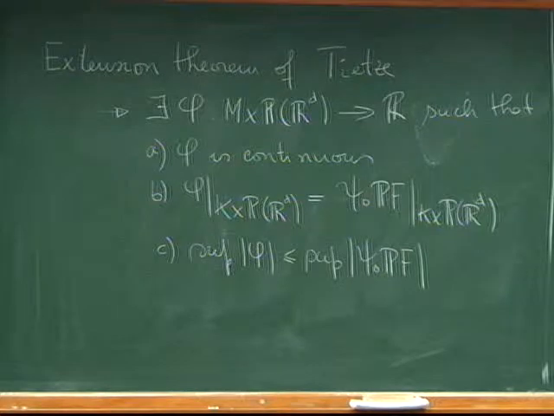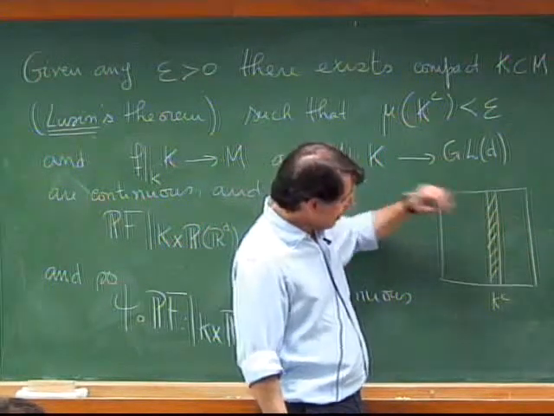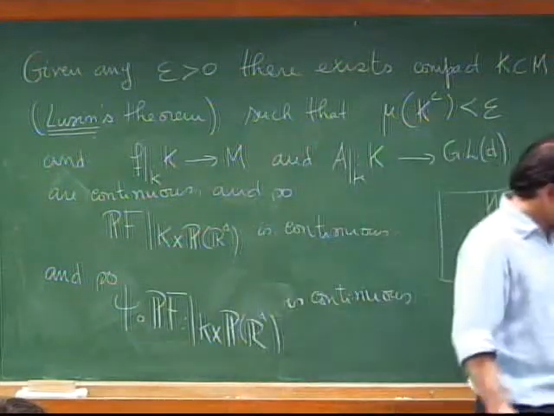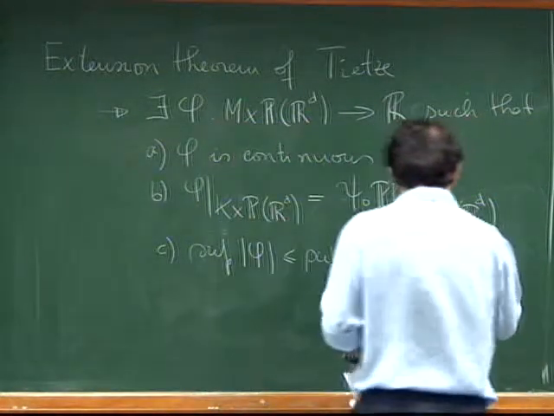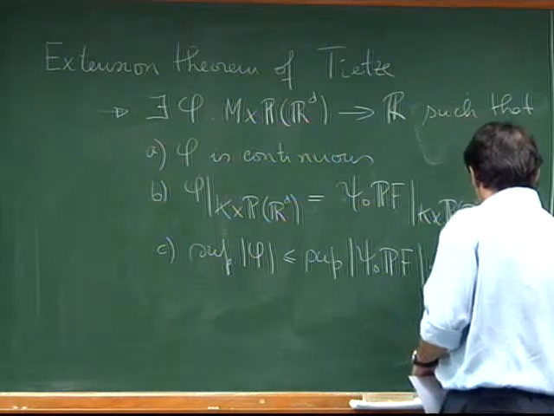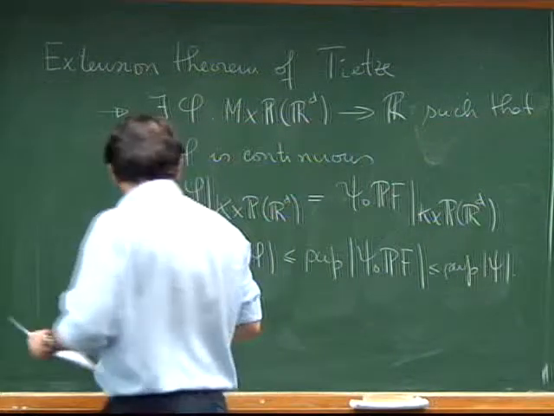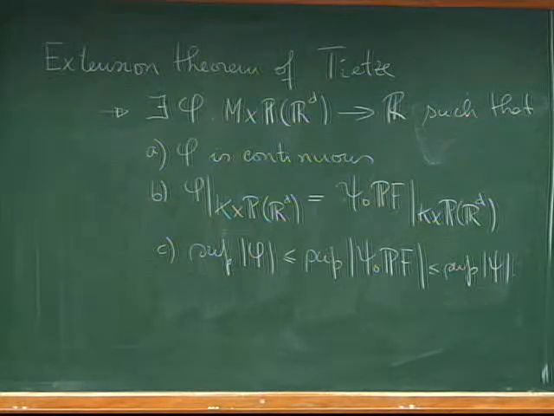It says if you have a continuous function on some compact subset of your space, then you can extend this to a continuous function on the whole space without increasing the supremum. Of course, this is less or equal than the supremum of psi. And the reason I'm interested in that is that I assume that psi is bounded, and in this way I'm sure that phi is bounded as well. Okay? So now I can erase the wrong proof.